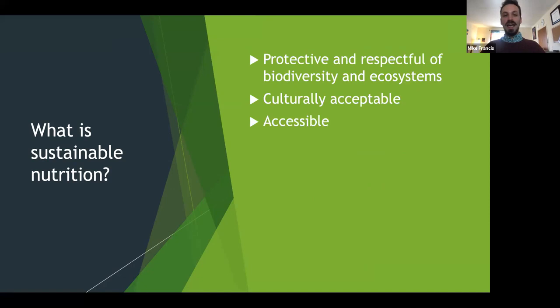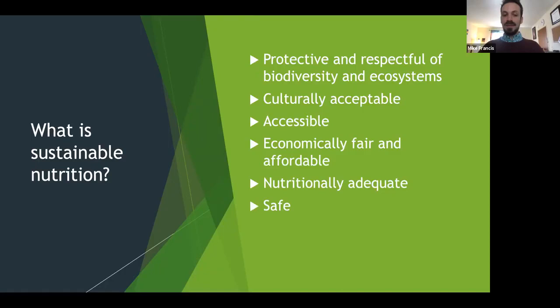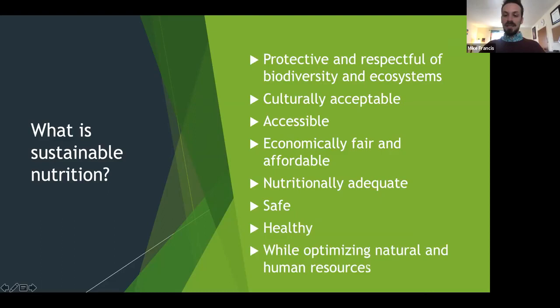It has to be accessible. In other words, if a type of food is really common in Asia or in Africa, you wouldn't want to recommend the same diet for people in South America, right? It's economically fair and affordable, nutritionally adequate, has to be safe, of course, has to be healthy, and it has to optimize our natural and human resources. So if we have some grasslands, we want to optimize them in terms of food output.